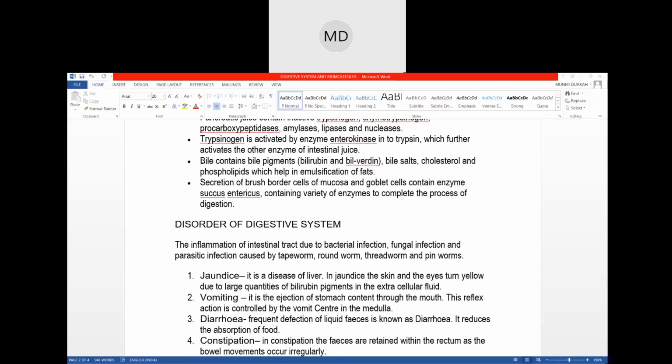There are biles, not only bile. In the bile, there are bile pigments, bile salts, and cholesterol. So there is this bile. This bile helps in the emulsification of fat, that is, digestion of fat.